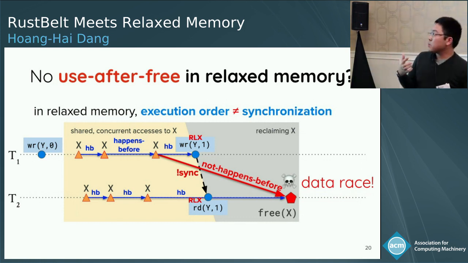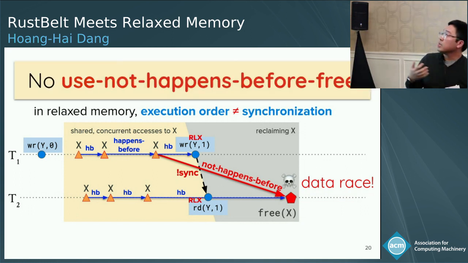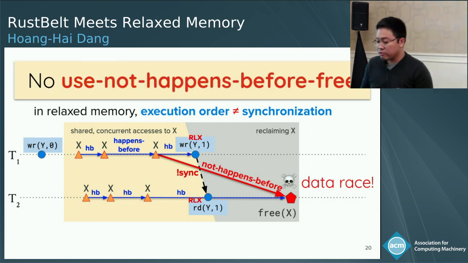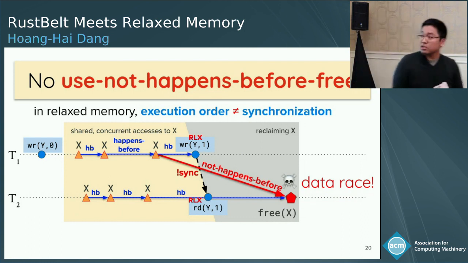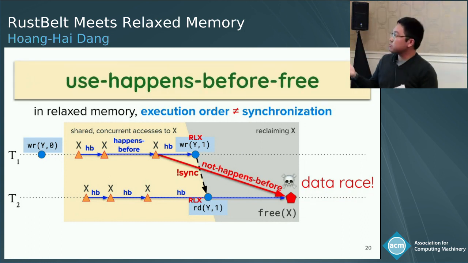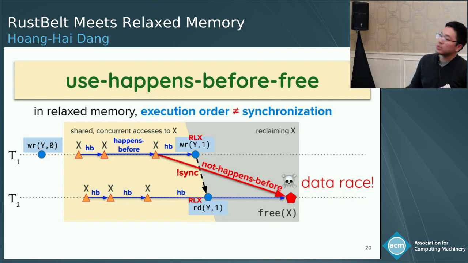So in relaxed memory, we can no longer just care about execution order. In fact, we have to forget about it and focus on happens before. And our principle is no longer just no use after free, but it's actually no use not happens before free, which nobody can understand. So let's just remove the double negation. And the principle says that, well, you should have use happens before free.